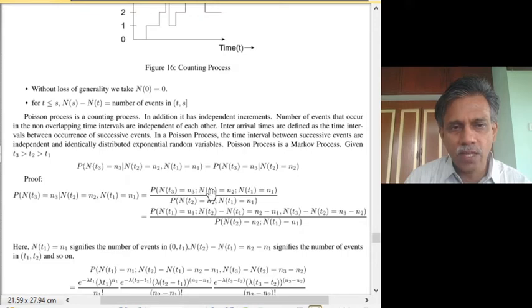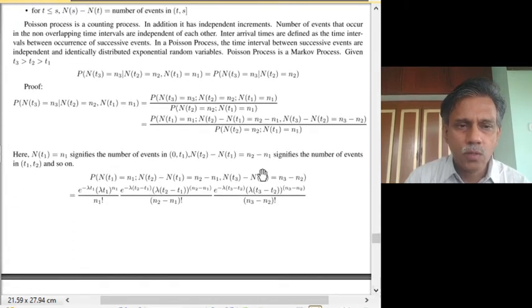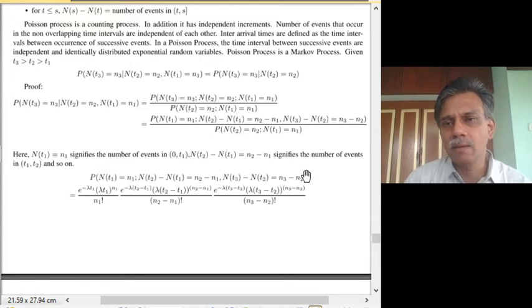Similarly, if you look at these two together, it means n of t3 minus n of t2 equal to n3 minus n2. So the numerator of this expression can be written in this manner. So for the numerator, we can plug in the Poisson PMF expressions. What it means is the probability that n of t, and you will look at these things.